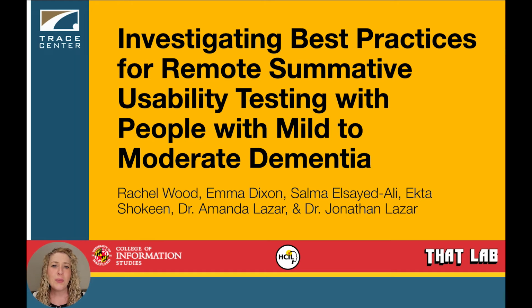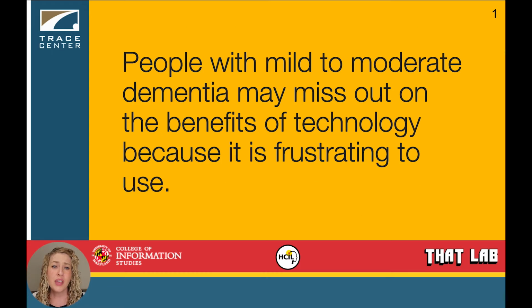As technology becomes a bigger part of our everyday lives, people with mild to moderate dementia may miss out on its benefits because it can be frustrating to use. Research shows usability issues are a barrier to adoption. Usability testing can identify barriers and improvements to user experience.